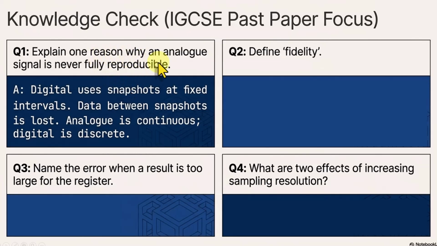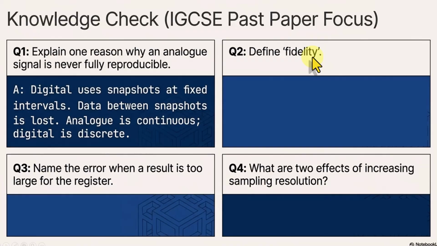So, an analog signal is never fully reproducible because digital uses snapshots at fixed intervals. Data between snapshots is lost. So analog is continuous and digital is discrete, and the lost data is not recoverable.